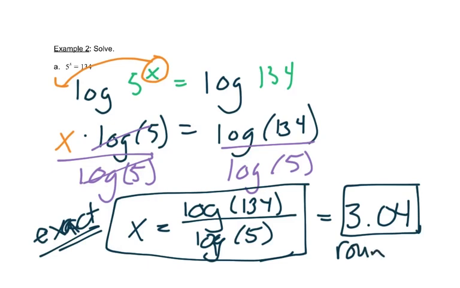And this is rounded. So if the directions tell you to round, then that means they want you to type it into your calculator and get a number. If they want exact, they want you just to write this whole expression, not the x equals part, but just the logs and the parentheses and the division.